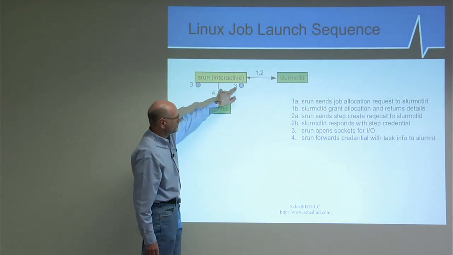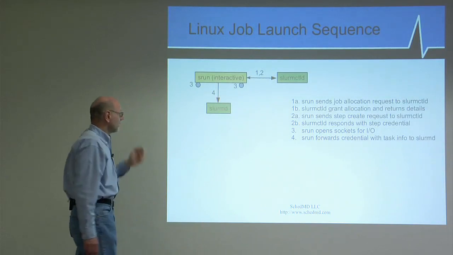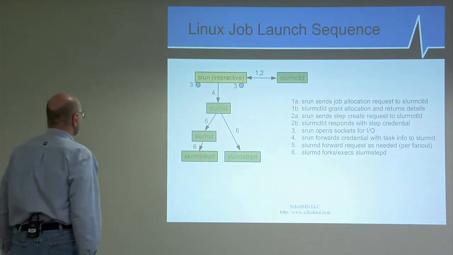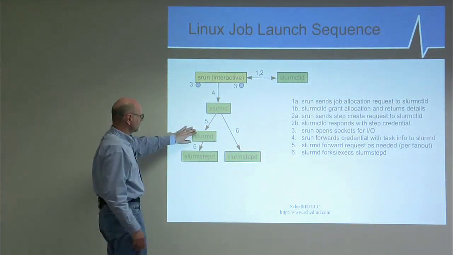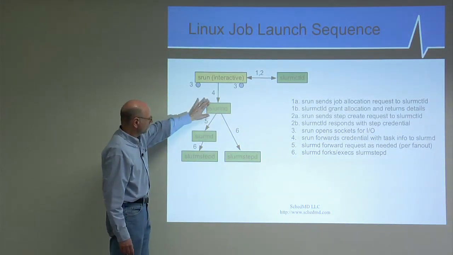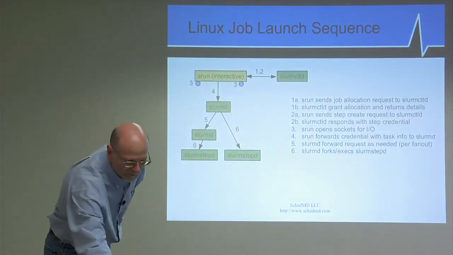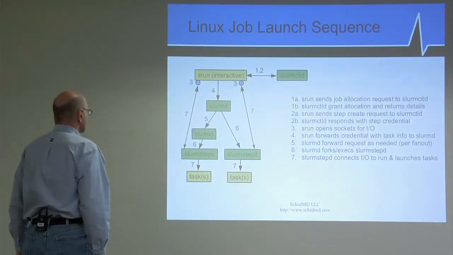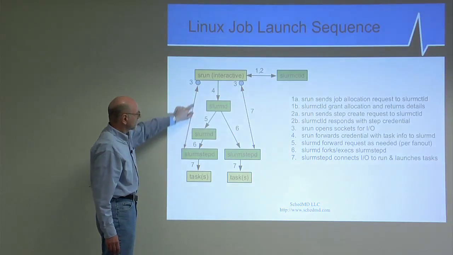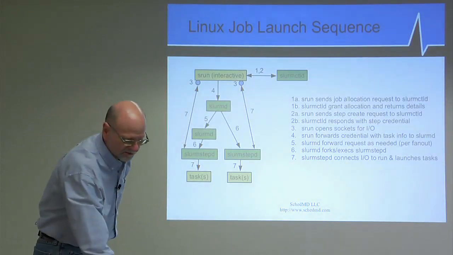So the srun is going to open up sockets for I/O and forward the credential to the slurmd on the first compute node that it works with. That in turn is going to forward that credential to the other nodes. Slurmstepds are started, so the slurmd is running as root, the slurmstepd is running as the user. The stepd is going to spawn the user tasks and connect back to the srun for the I/O. And that socket is also used for signal handling.